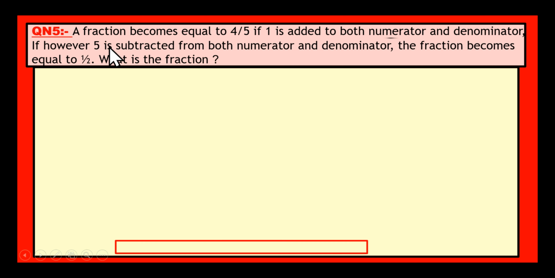I shall repeat the question. A fraction becomes equal to 4 by 5 if 1 is added to both numerator and denominator. If however 5 is subtracted from both numerator and denominator, the fraction becomes equal to 1 by 2, then what is the fraction? Dear students, let us observe the solution.